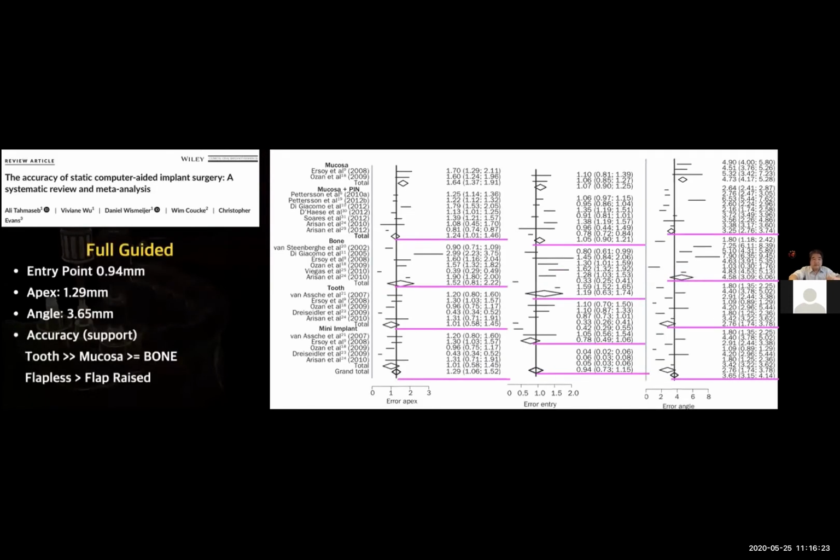What is the error? They say the entry point has about 1 millimeter of error on average, and the angular error is about 3.6 degrees. What they're saying is, if you're using a tooth-supported guide, that is the most accurate. If you have a tooth-mucosa supported guide, it is less accurate, and a mucosa-supported or bone-supported guide lowers the accuracy further. Also, if you do flapless surgery, you have better accuracy than with flap-raised surgery. That is one thing they pointed out.